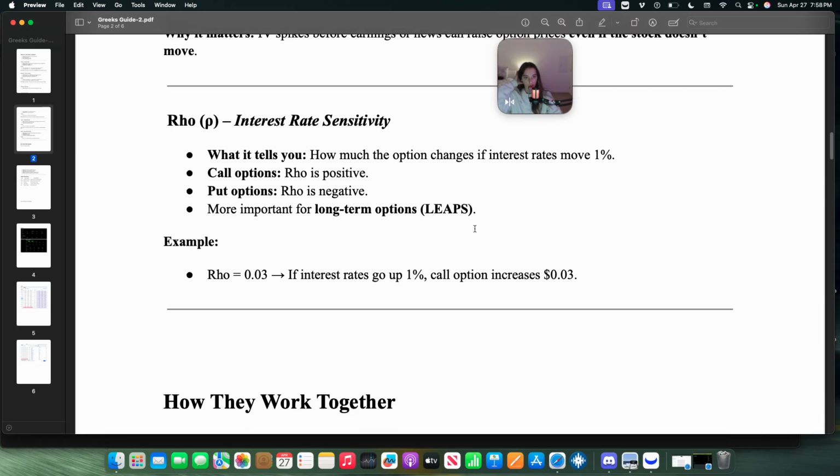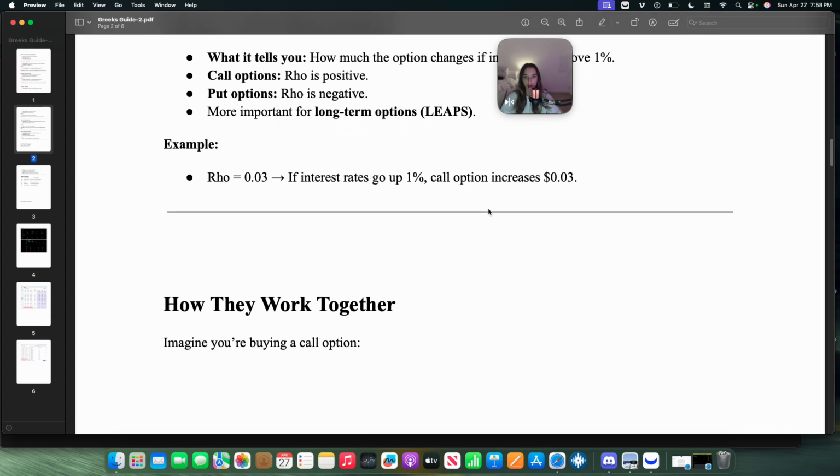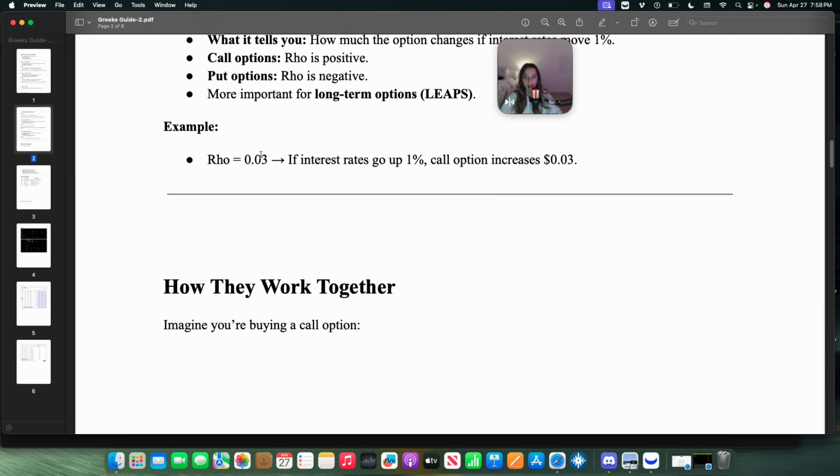And it's more important for long-term options, LEAPS, because that's really what gets affected by interest rates. Our day-to-day trades are not getting affected by interest rates. For example, let's say your Rho is 0.03. If interest rates go up by 1%, your call option will increase by 0.03.